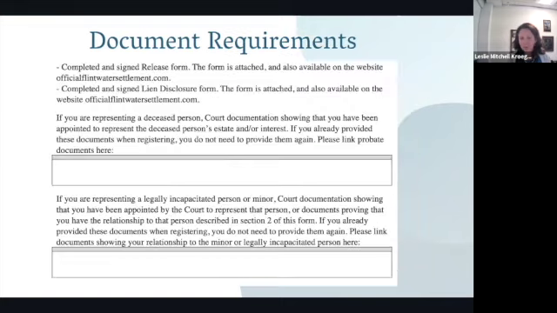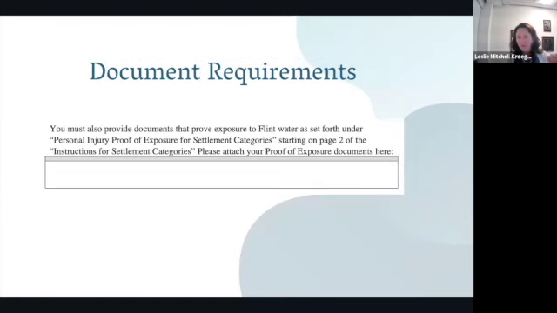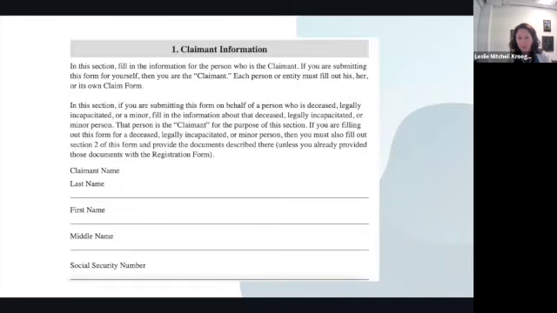Next page, please, Beth. And again, keep going. We're literally just showing you the form online so that you see all these. Okay, claims form, the nitty-gritty, here's the information.